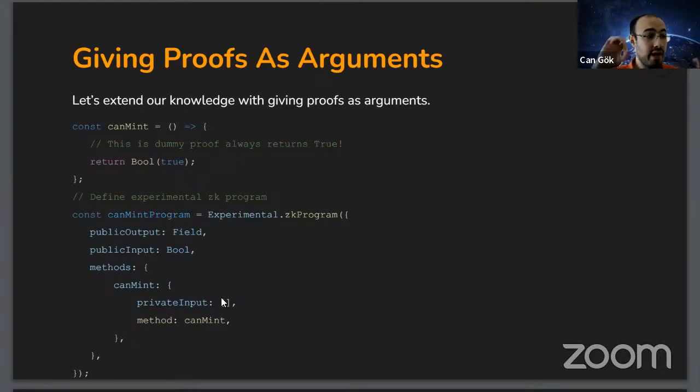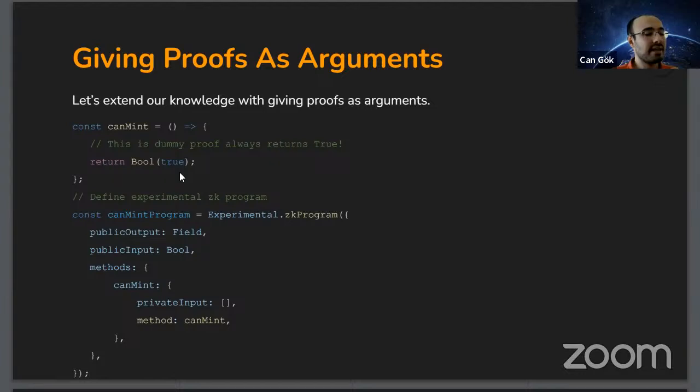Another cool feature: giving proofs as arguments. We can give proofs as arguments, but before actually giving the proof, we have to define the proof in the code so that it can be given as an argument. So I'm just writing a dummy proof that always returns true. The const means it is returning true. In reality, it's not like that. It returns either true or false. But in here, we're just using it for experimental purposes.